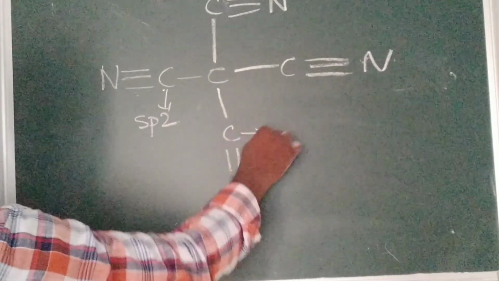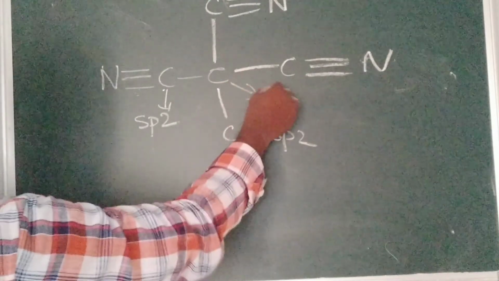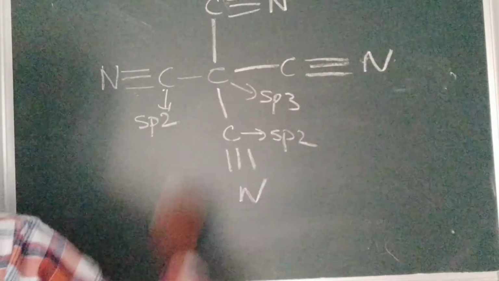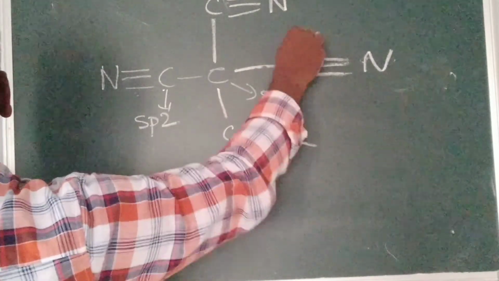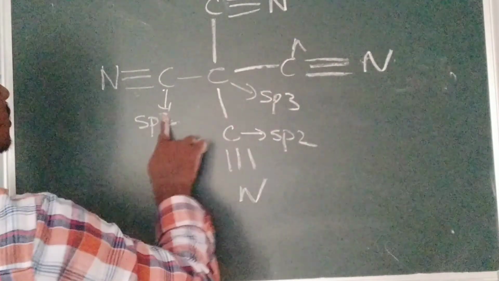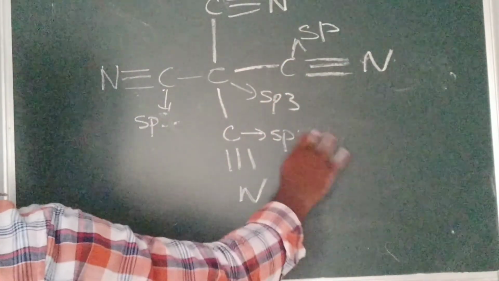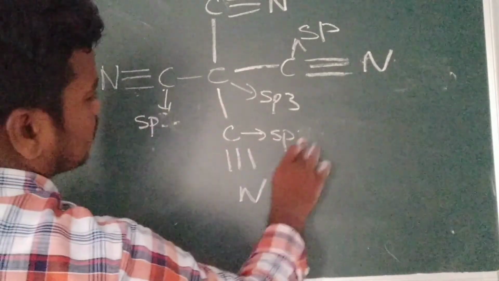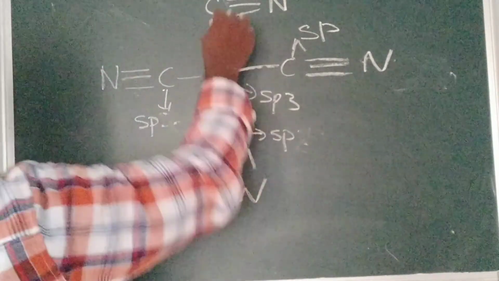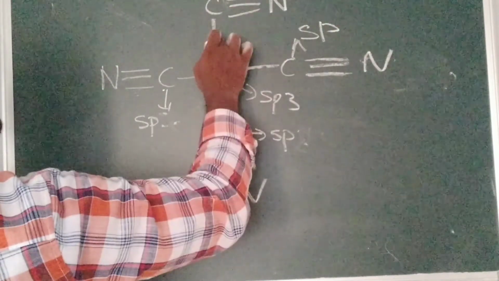Here what are we having? Here also sp2 hybridization. 1, 2, 3, 4: 4 sigmas is there, so it is called sp3 hybridization. Here what will happen? 1, 2: 2 sigmas are presented, which means sp hybridization. Here it is also 1, 2: 2 sigmas are presented, so sp hybridization. Here you can see how many sigmas are presented. Only 1 sigma, so it is sp hybridization.